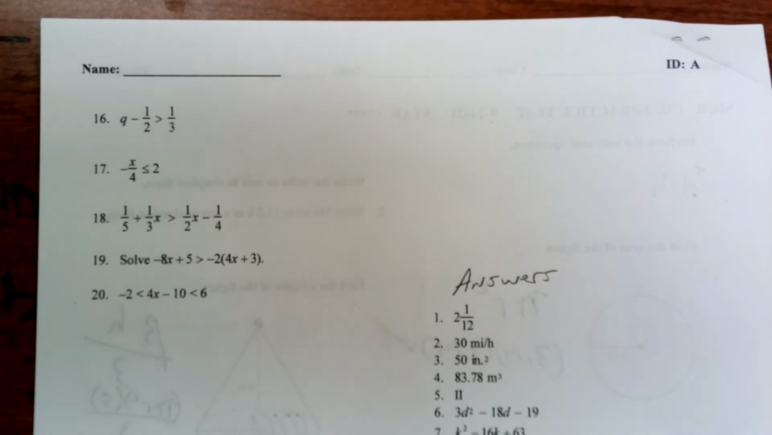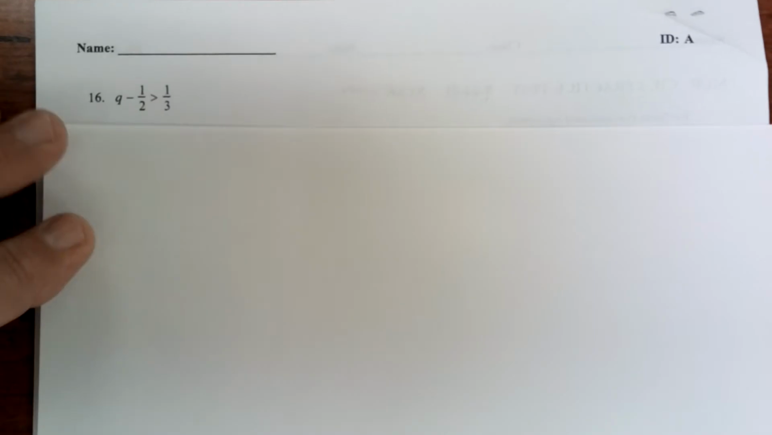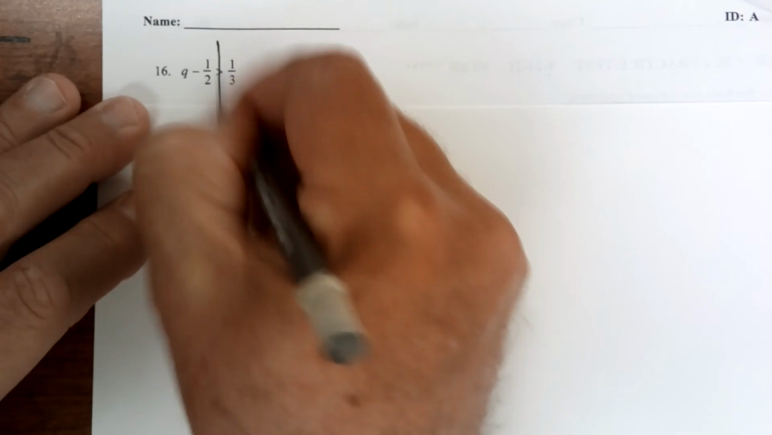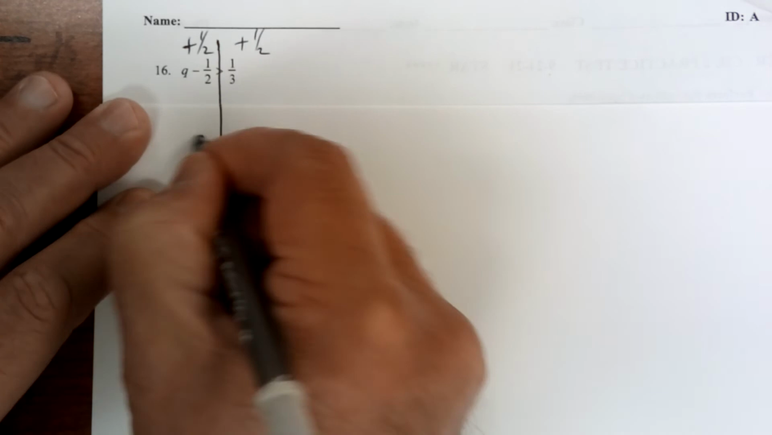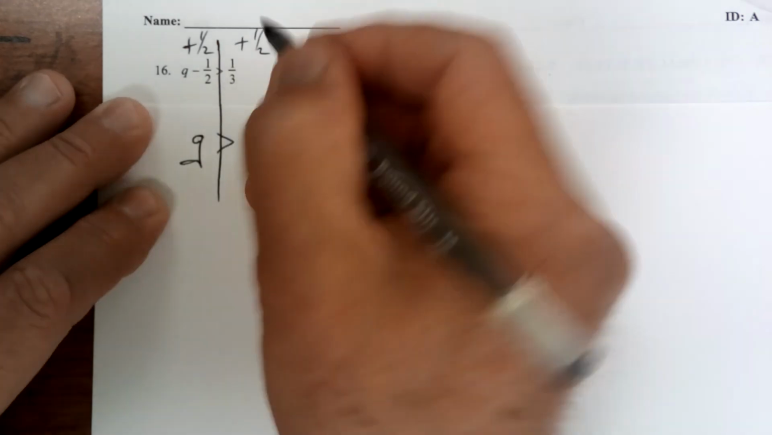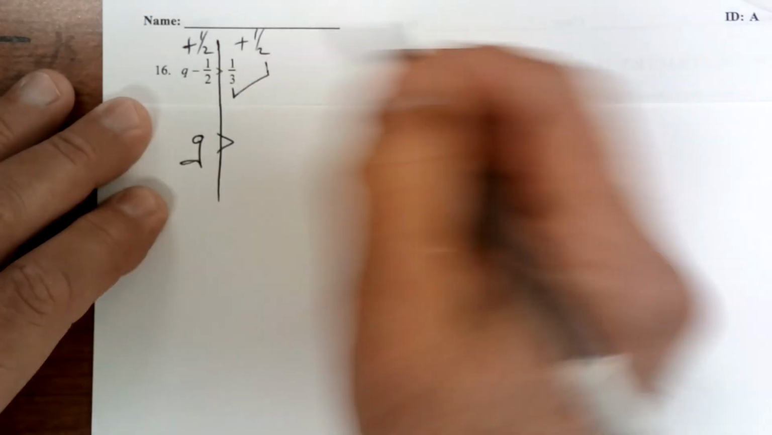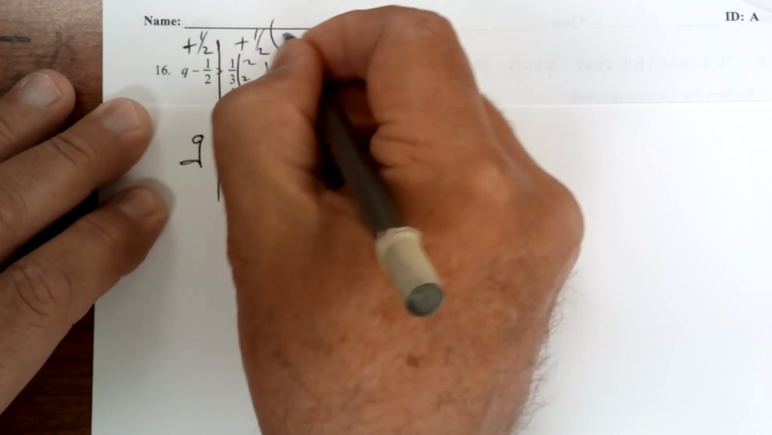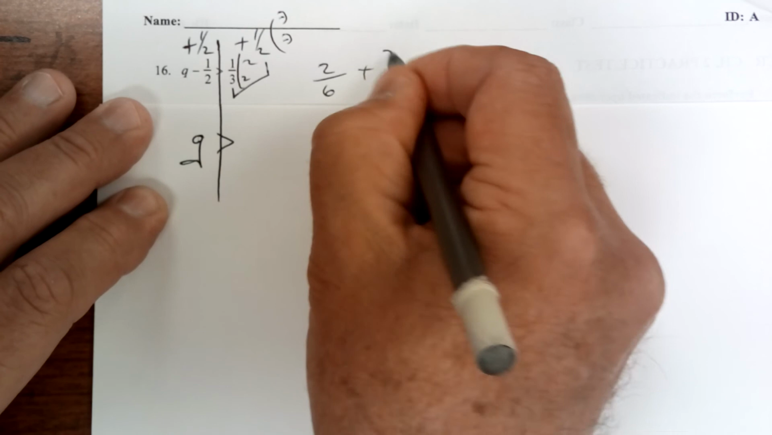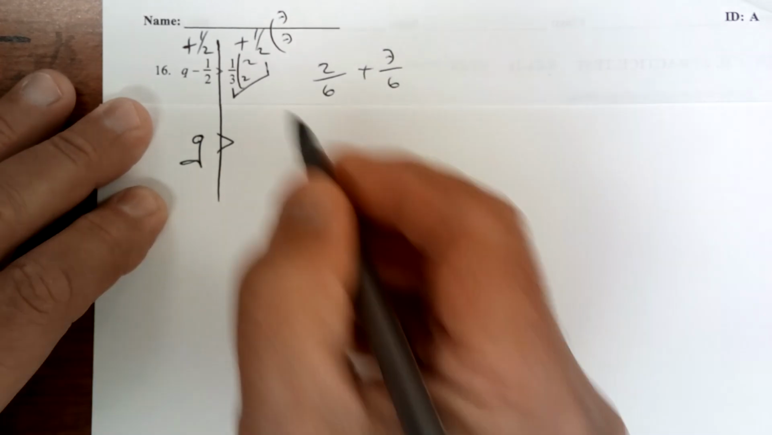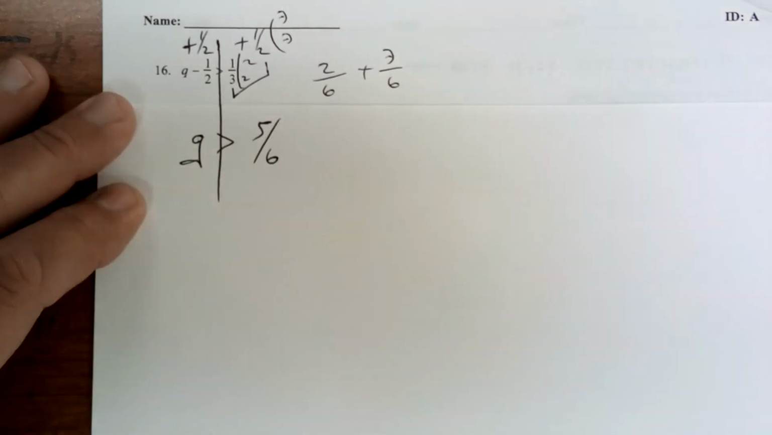This one right here is an inequality. You get a new sheet of paper. So draw your line. You want to add 1/2. Remember, when you multiply or divide by a negative, you change it. But in this case, q is going to be greater than. Your least common denominator is 6, so you're going to multiply by 2. This one you're going to multiply by 3. So you get 2 over 6 plus 3 over 6, which equals 5 over 6. Okay, that should be right.